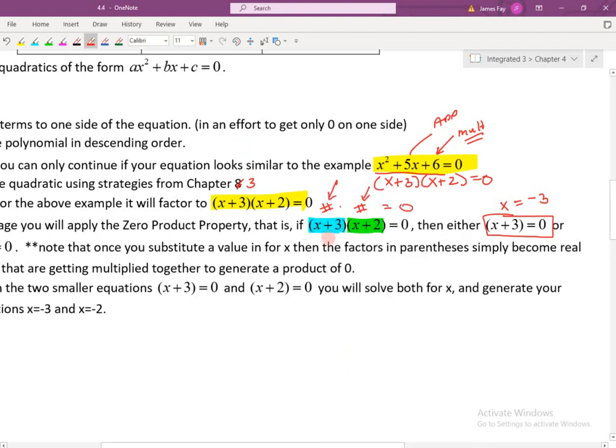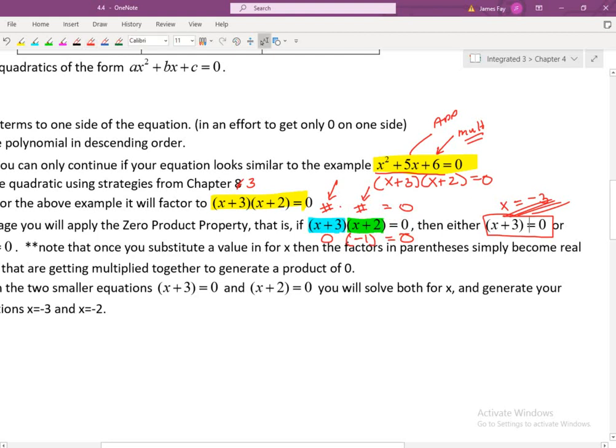0. And then plug it into the green. What's negative 3 plus 2? Negative 1. What's 0 times negative 1? 0. And that's what we want, right? So that tells me right there that one of my answers is negative 3. X has got to be negative 3 because that's one of the values that I'm multiplying together. Inside here, I get 0.